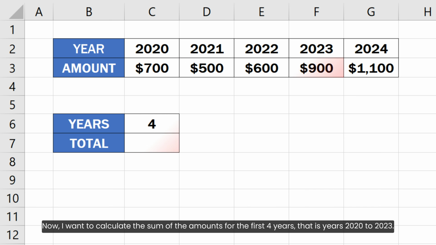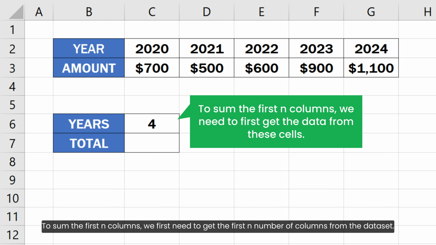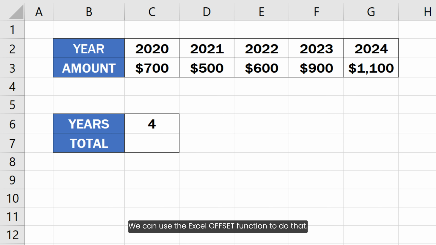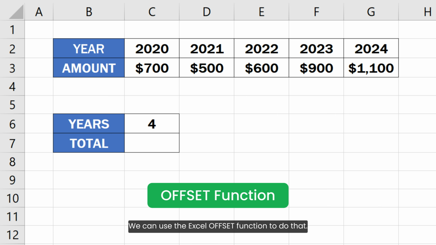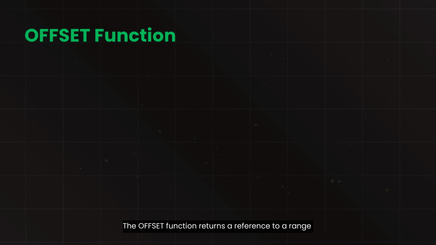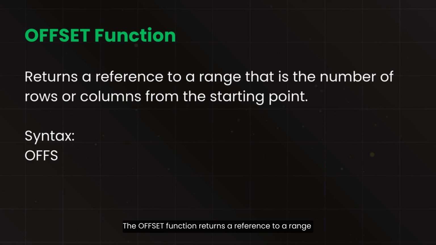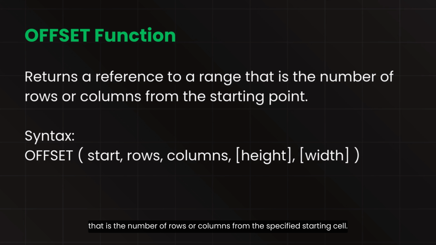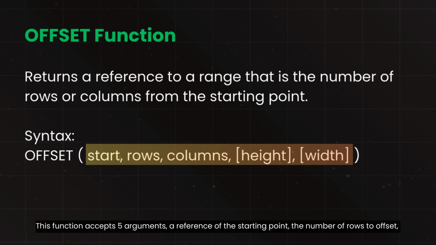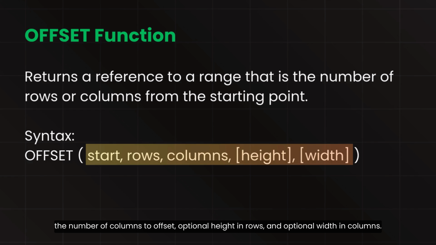To sum the first 10 columns, we first need to get the first 10 number of columns from the dataset. We can use the Excel OFFSET function to do that. The OFFSET function returns a reference to a range, that is the number of rows or columns from the specified starting cell. This function accepts 5 arguments: a reference of the starting point, the number of rows to offset, the number of columns to offset, optional height in rows, and optional width in columns.